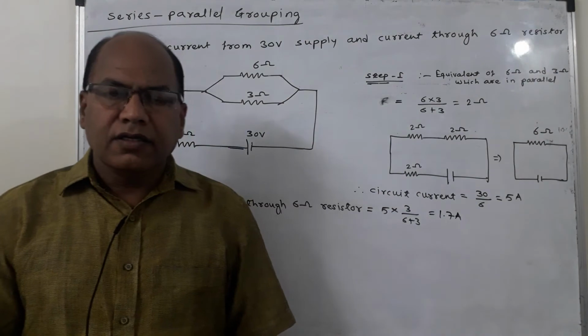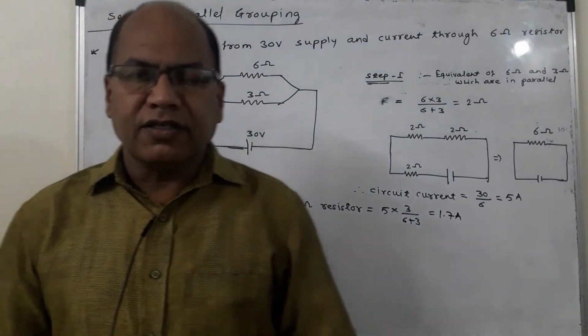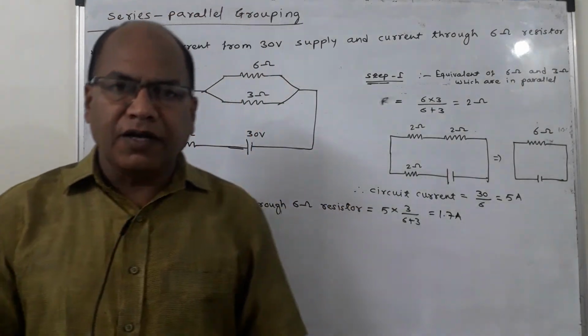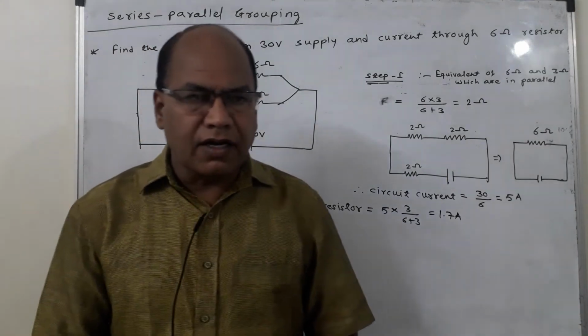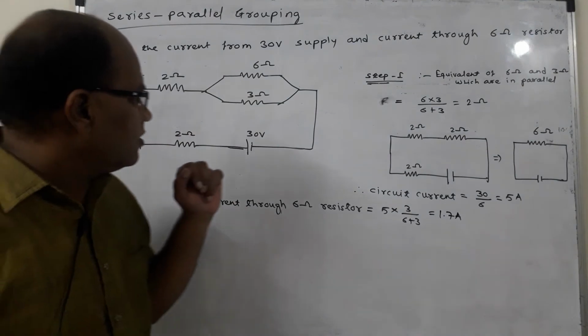Now the next case is the mixed grouping of resistors. In this type of grouping, some resistors are in series and some are in parallel. For example, let us consider this example.